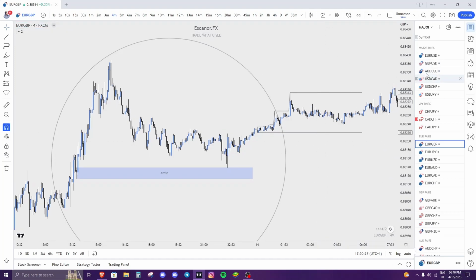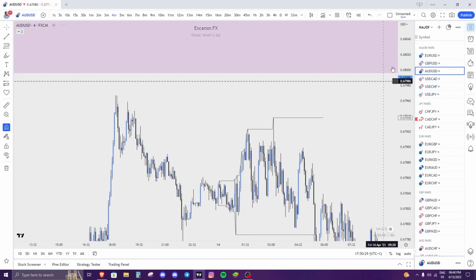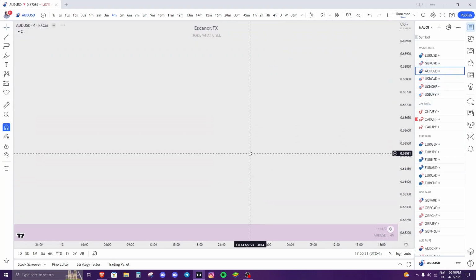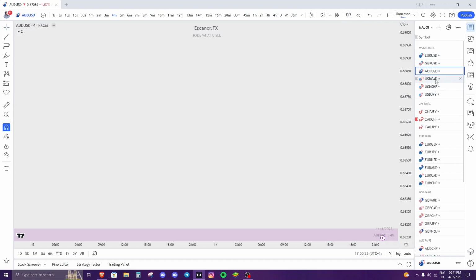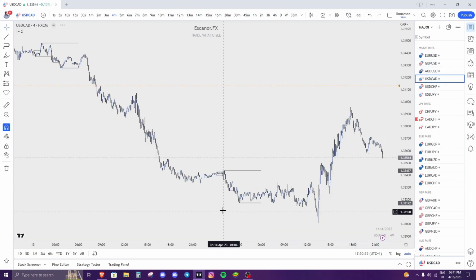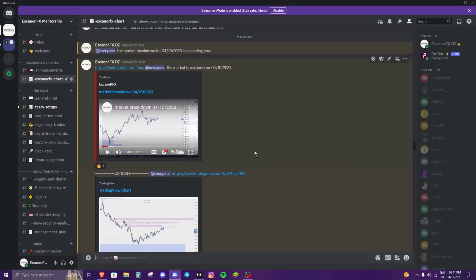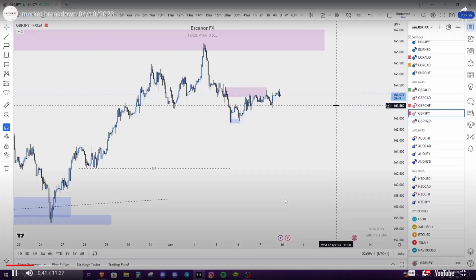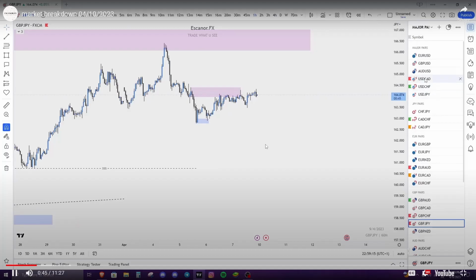Okay, now let's go to our second part in the video. So we have the USD CAD breakdown. Okay, let's go. Okay, I'm back again. So before I show you the idea behind the USD CAD trade, I want to show you how I send it to the team in the breakdown. So I want to see how the market will develop. Let's start with USD CAD.